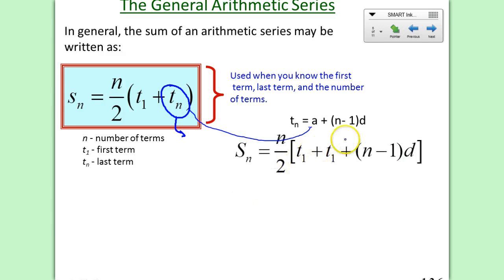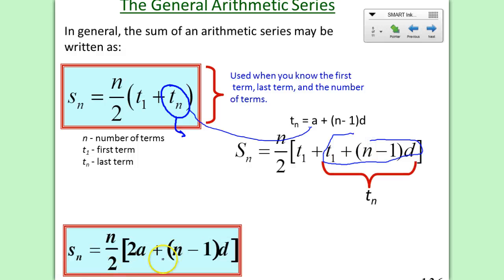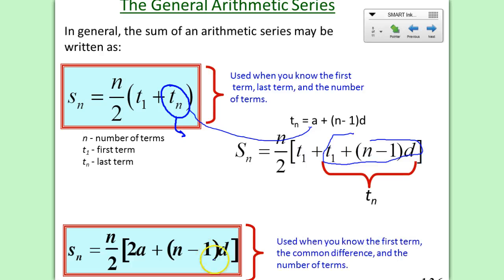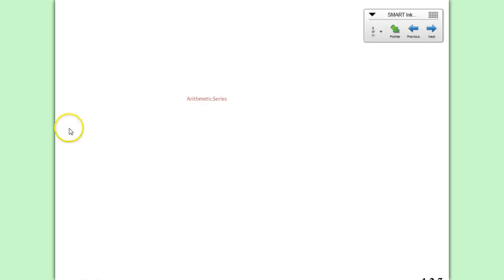So if we do substitute in, you can see there is our Tn right there, and when we rework it, we end up with 2a, or 2 times t1. This might bother you a little bit, but it is the same thing as writing 2 times t1 plus n minus 1 times d. That's used when you only know the first term and the common difference, but you don't know the last term, right? So that's going to be used in different situations. This little note here is a disclaimer about when we can use this, okay? Those are the times when we can use it.